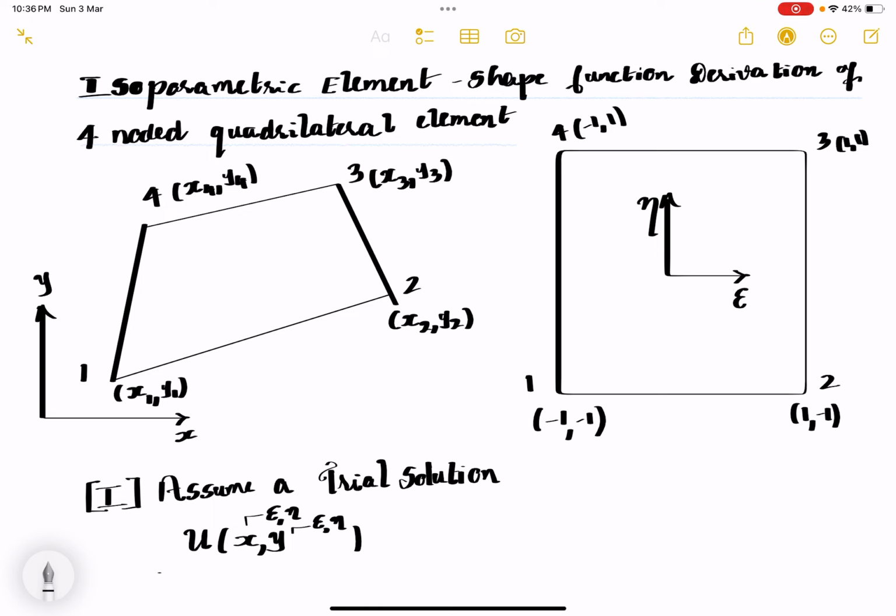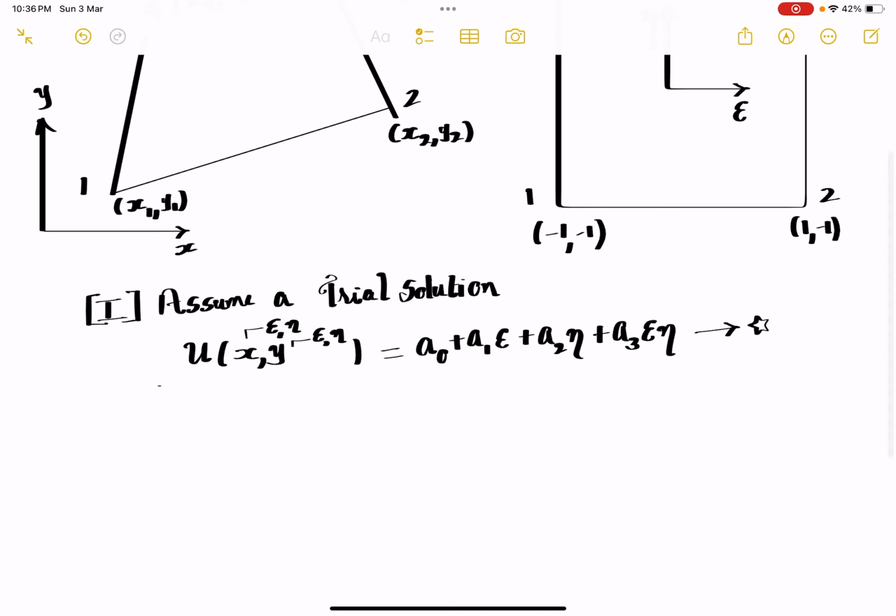Okay, so I don't want to confuse you, but the trial solution that you are going to assume is a0 plus a1 epsilon plus a2 eta plus a3 epsilon eta. You can call this your star equation. Right then. So this is our first step. I think our first step, assume a trial solution, is over.